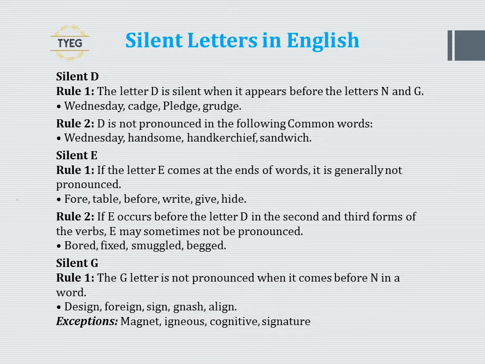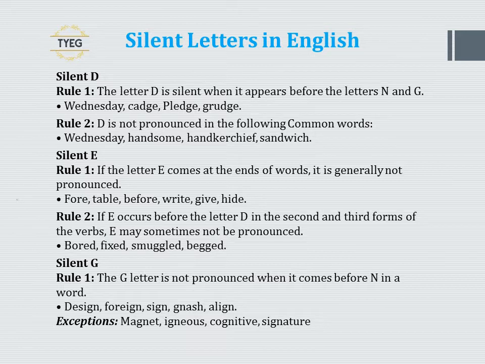Silent E. Rule 1. If the letter E comes at the end of words, it is generally not pronounced. For example: table, before, right, give, hide. Rule 2. If E occurs before the letter D in the second and third forms of the verbs, E may sometimes not be pronounced. Bored, fixed, smuggled, begged.